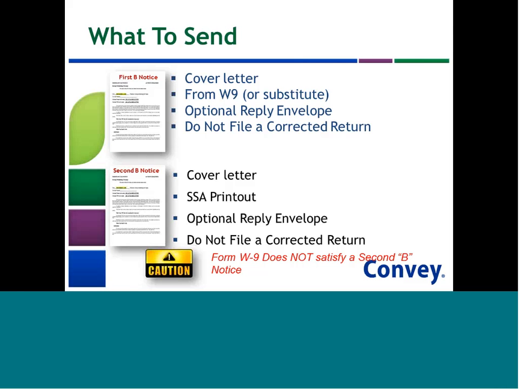Now, later on in the presentation, we are going to go over some of the things you can do to actually move this process forward and gather this information much easier than having to deal with the B notices. For a second B notice, it's pretty much the same process with the exception of sending an SSA printout. The other part to keep in mind is you need that SSA printout because a Form W-9 does not satisfy a second B notice. So if it is in a second B notice status, the W-9 form does not satisfy that requirement.